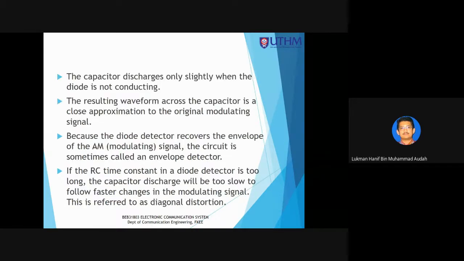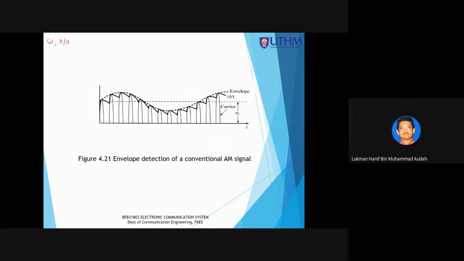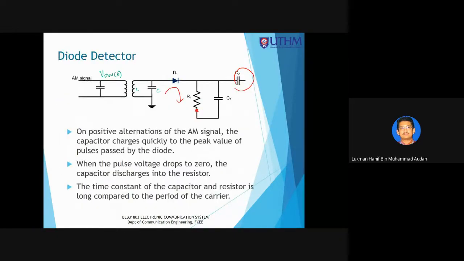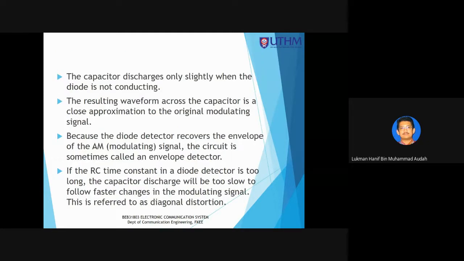So macam mana keadaan akhirnya? Kita boleh lihat pada beberapa point. What happened at, for example, point A, point B, point C and point D. Kita boleh lihat pada empat point yang berbeza. Macam mana bentuk gelombangnya? Okay.